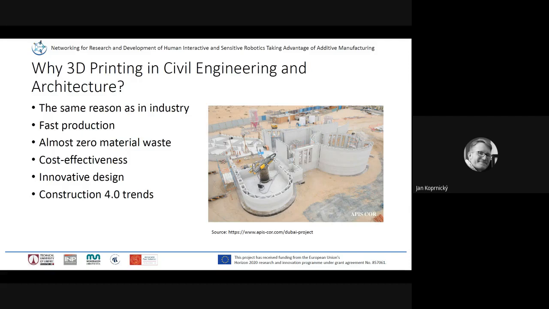Why 3D printing in civil engineering and architecture? Well, the reason is quite easy. This kind of industry is following the same trends as machine industry. So they would like to accelerate the production of building houses. They would like to save also material and waste.